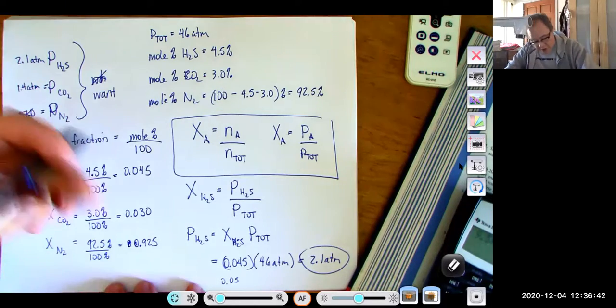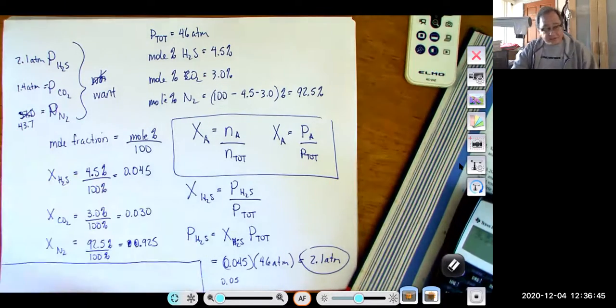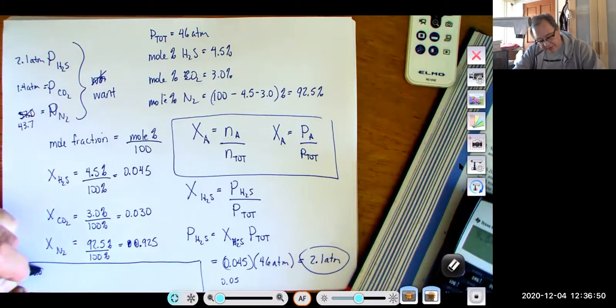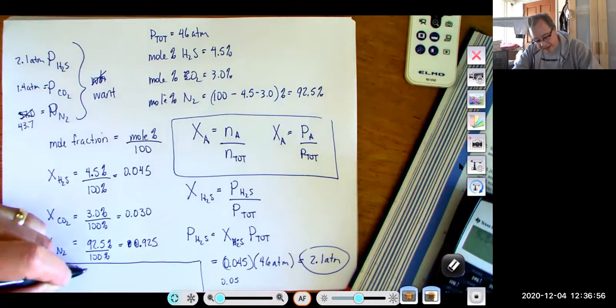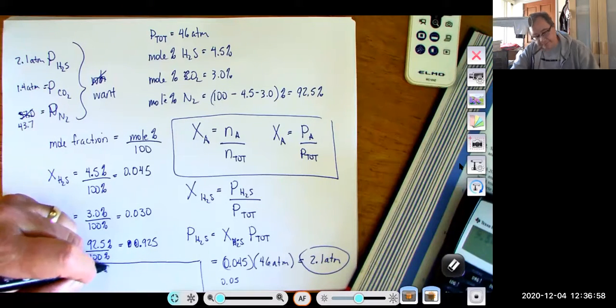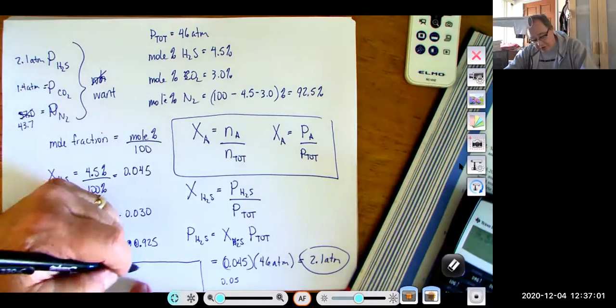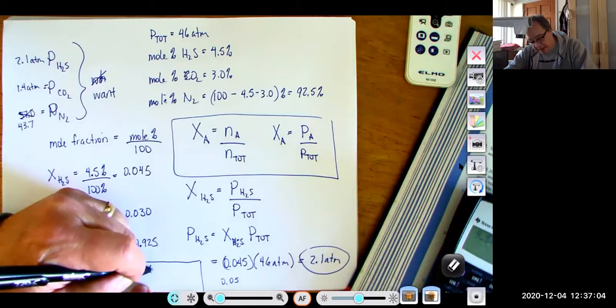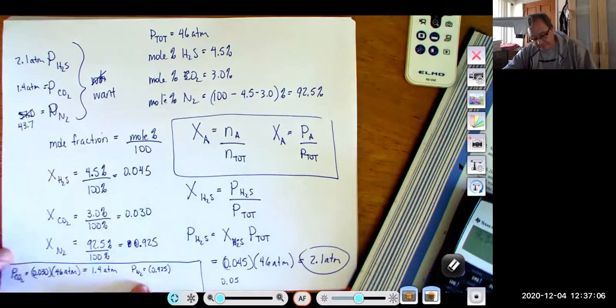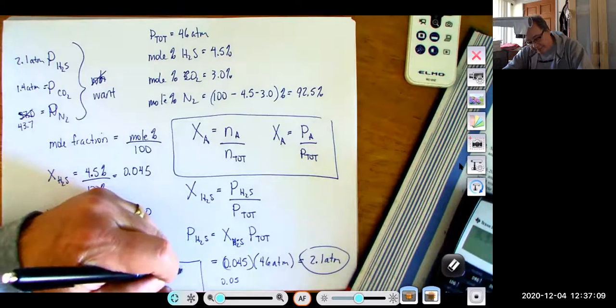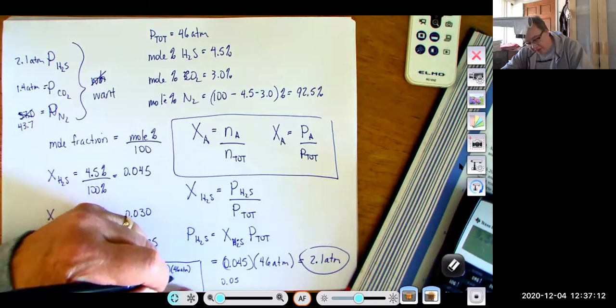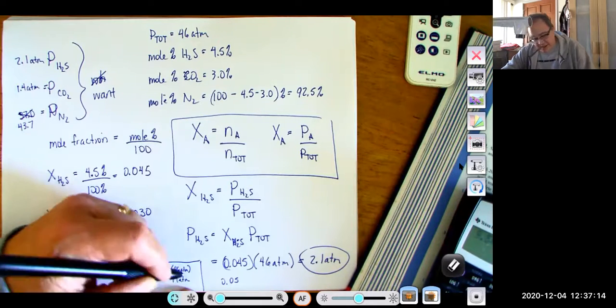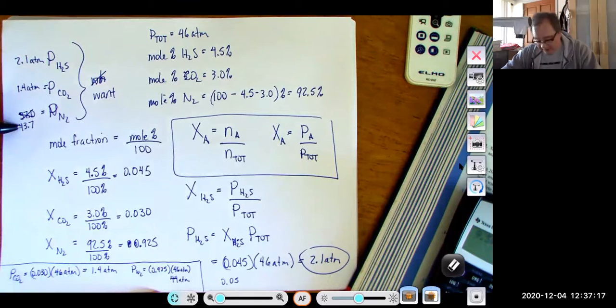So I'm going to do the work down here in this little space. The partial pressure of CO2 is going to be 0.030 times 46 ATM, and I get 1.4 ATM. The partial pressure of N2 is going to be 0.925 times 46 ATM. And here I'm going to get 44 ATM. Now, you'll notice I have 43.7 up here, and that's to help me know where I need to round this.